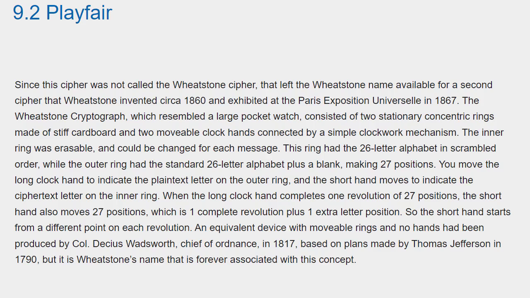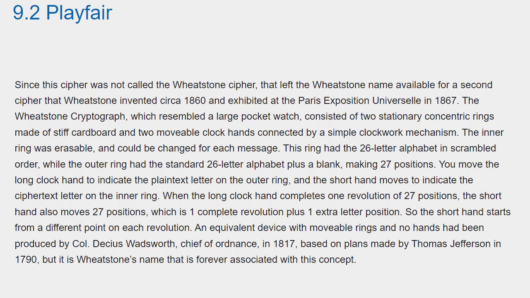Since this cipher was not called the Wheatstone cipher, that left the Wheatstone name available for a second cipher that Wheatstone invented circa 1860 and exhibited at the Paris Exposition Universelle in 1867. The Wheatstone cryptograph, which resembled a large pocket watch, consisted of two stationary concentric rings made of stiff cardboard and two movable clock hands connected by a simple clockwork mechanism. The inner ring was erasable and could be changed for each message.